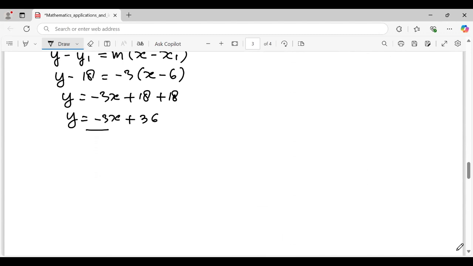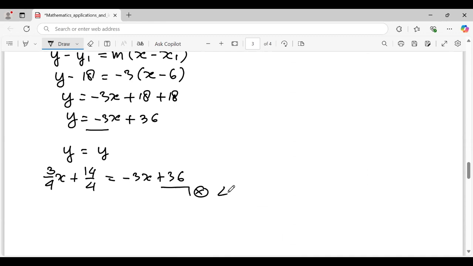And next, we're going to find the point of intersection. How to find the point of intersection? Firstly, y equals y. It means the first equation equals the second equation. The first equation is 3/4 x plus 14 quarter, equals minus 3x plus 36. After that, multiply by 4. 3x plus 14 equals minus 12x plus 144.